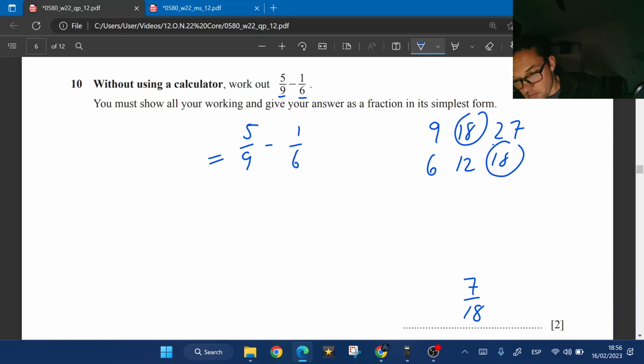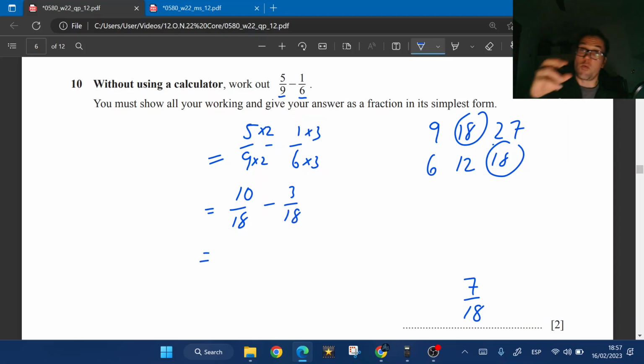So let's multiply the first fraction by 2, which is 10 over 18. Multiply the second fraction by 3, which gives us 3 over 18. Now that the denominators are the same, we can subtract. 10 minus 3 is 7. And remember, the denominator stays the same.